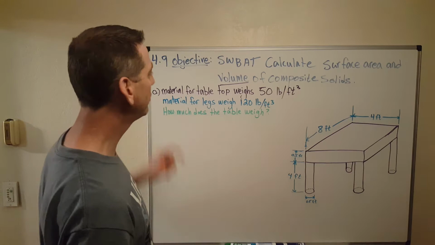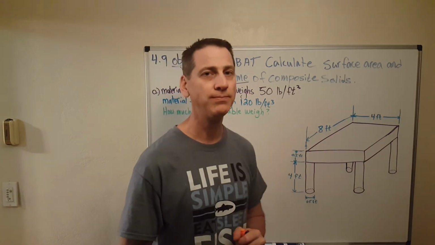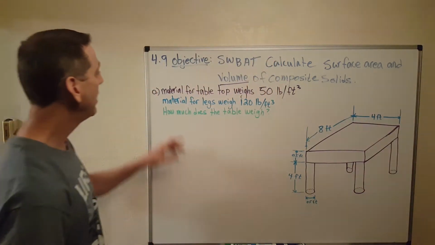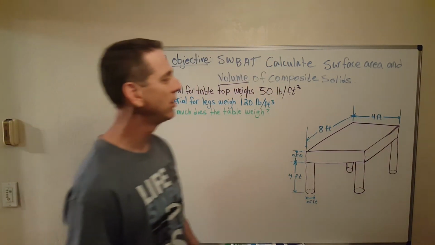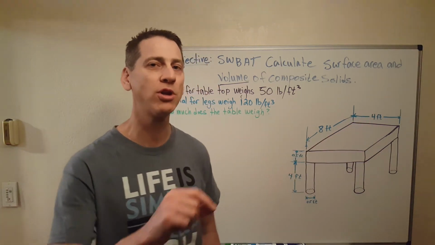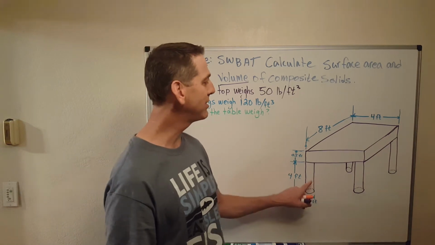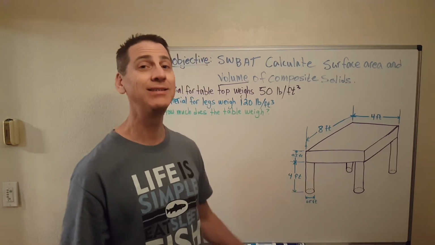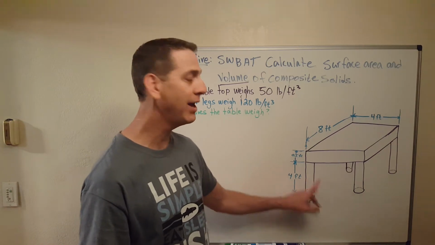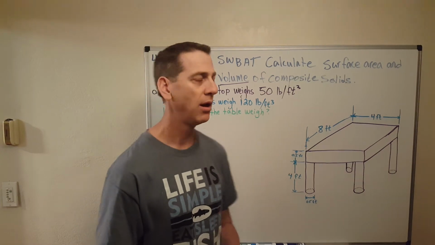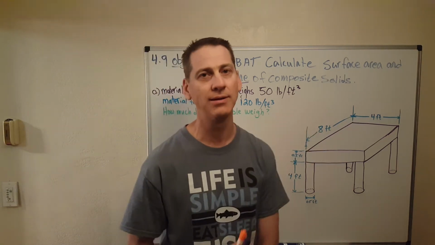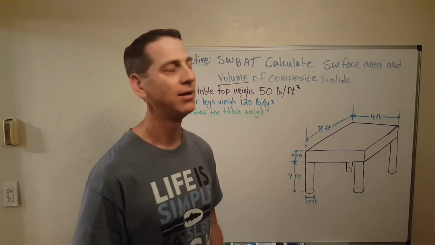All right, so here's our first problem. We have a table that we want to build. I have the dimensions here that are given. And the question is, the material for the tabletop weighs 50 pounds per cubic foot, and the material for the legs is 120 pounds per cubic foot. So the material for the legs is going to be much more dense. So the final question is, how much does the table weigh?